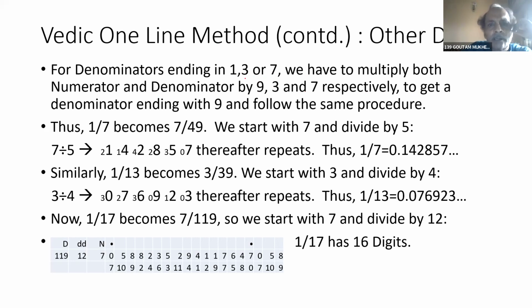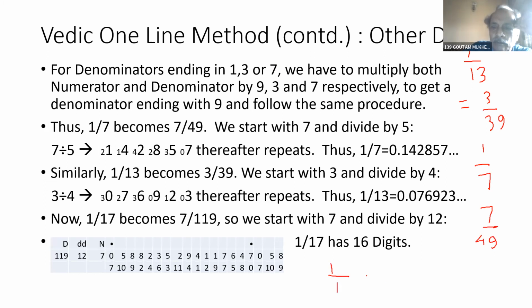Something ending in 9, anything you will write, suppose 13. Suppose I have to write 1 by 13. What should I do? It is equivalent to 3 by 39. Here I showed that it is 1 by 7. So in case of 7, I have to multiply by 7. It is 7 by 49. Say 1 by 17, I have to evaluate. So it becomes 9.